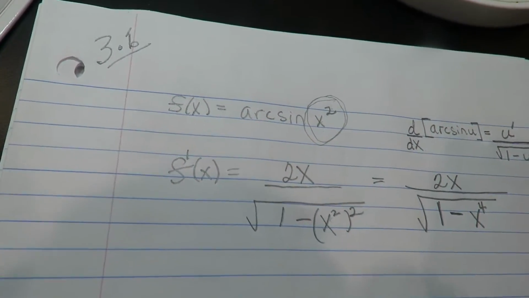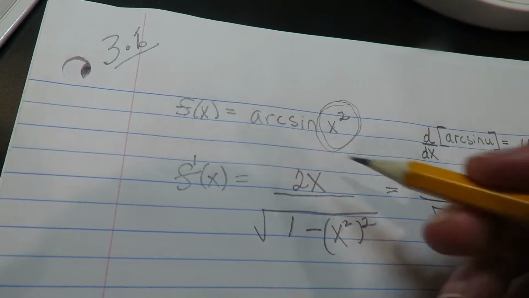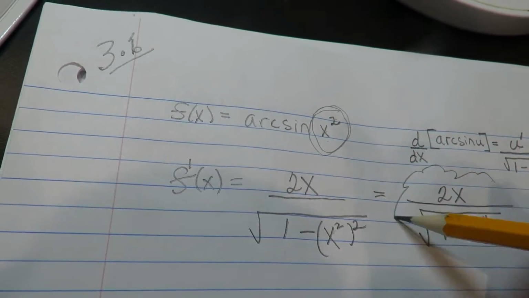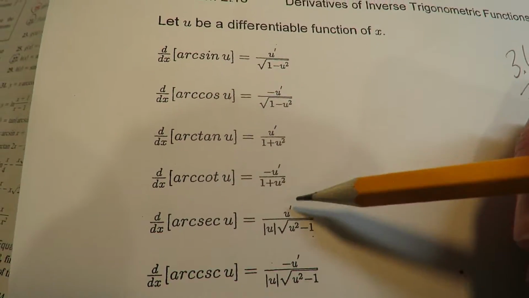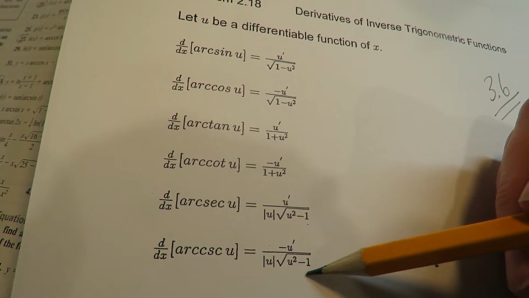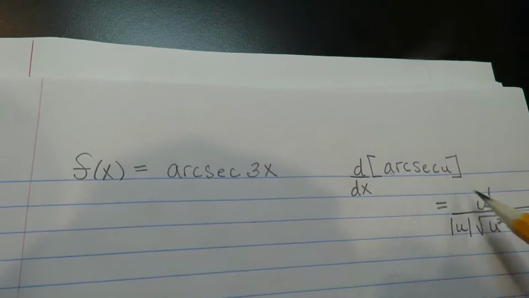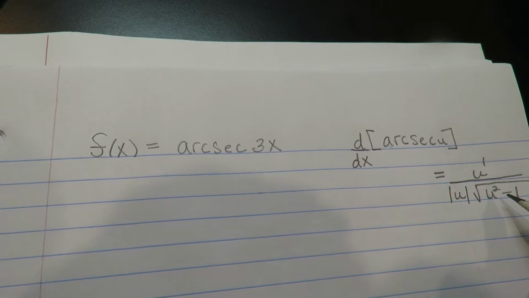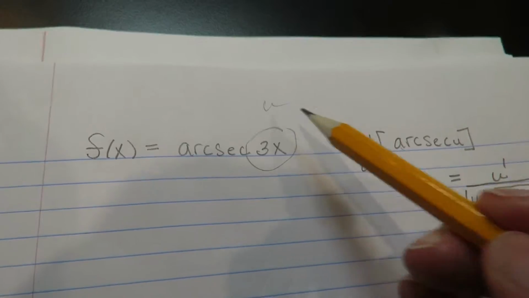You don't want to rationalize the denominator unless you have to for some reason, like it's a part of a bigger problem where you need to rationalize it. And that's it. So this is very formula driven. You just have to plug into whichever formula you're going to use. I'm going to do another one with you just so you can see another plug into the formula. So this is the derivative for arc secant. The inner part again is the u, so this is the u.